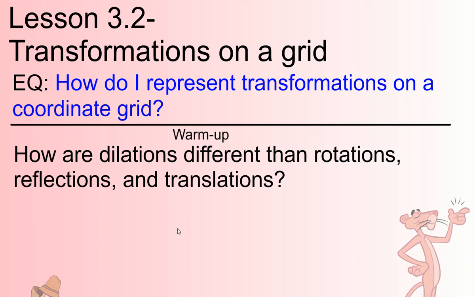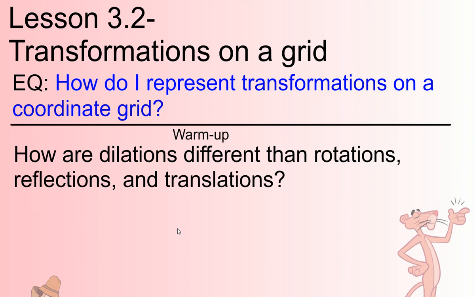Hello, this is Mr. Henry, and welcome to Lesson 3.2, Transformations on a Grid. The essential question says, how do I represent transformations on a coordinate grid? The warm-up asks, how are dilations different than rotations, reflections, and translations?